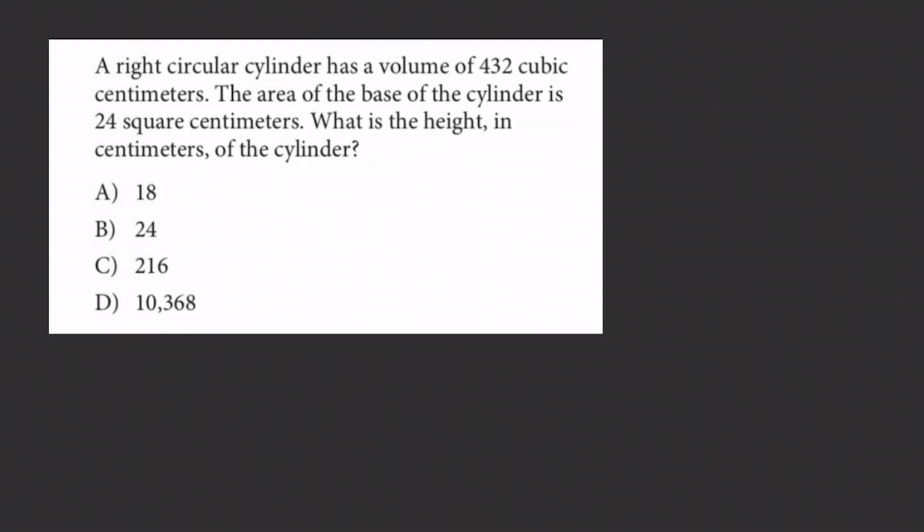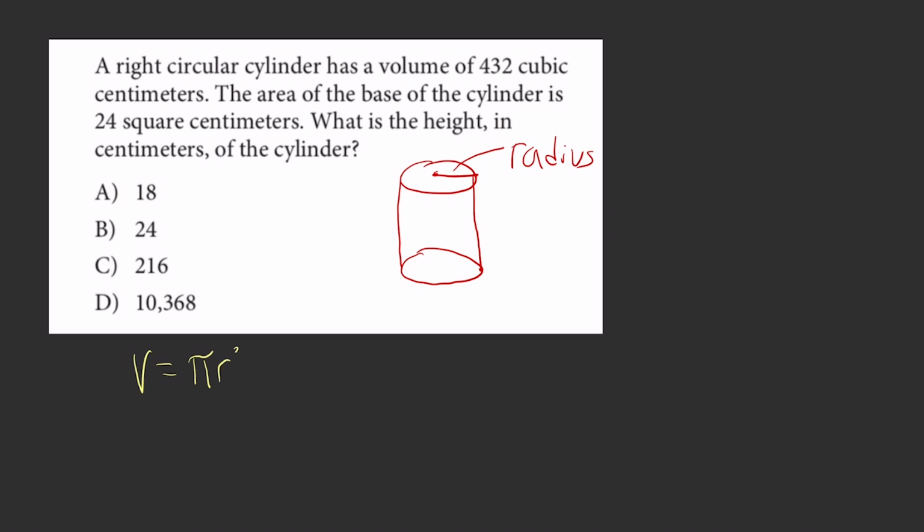This problem says we have a right circular cylinder with a volume of 432 cubic centimeters. And they tell us the area of the base of the cylinder is 24 square centimeters, and they want the height. So just to review, a cylinder is the one that looks like a sort of a can. There's your cylinder, and the bases are circles, and each circle base has a radius. So we need to know the formula. This is a formula they actually give you at the beginning of each section. The volume of a cylinder is equal to pi r squared h.